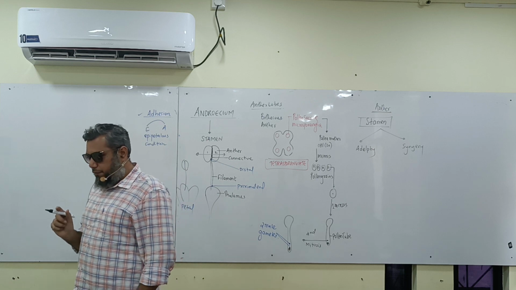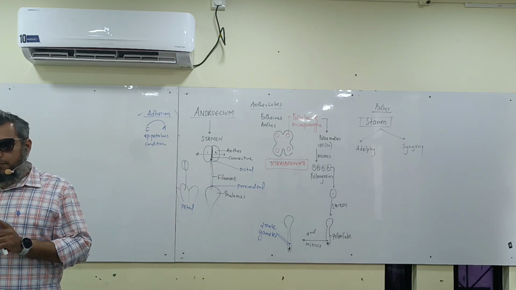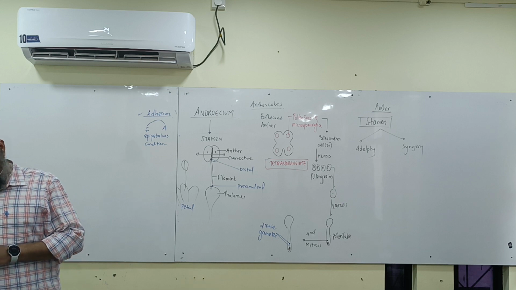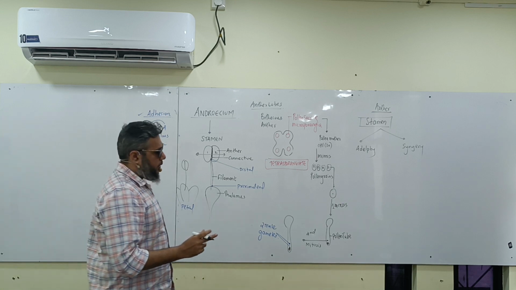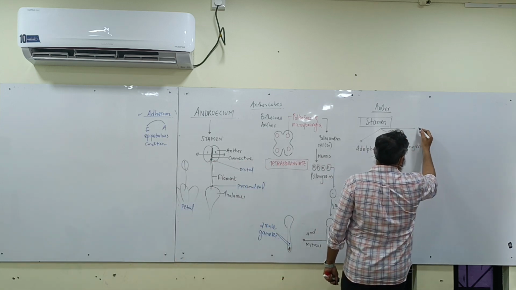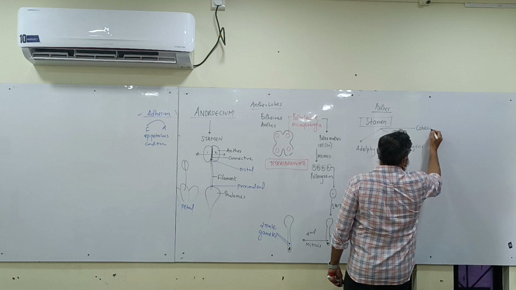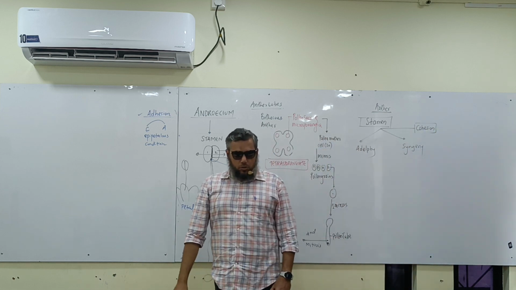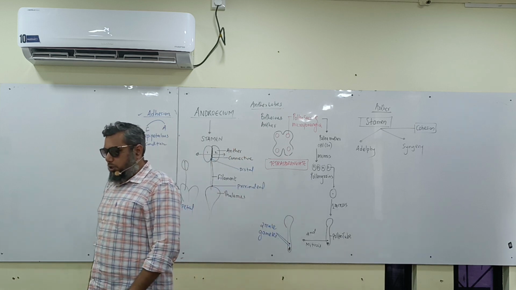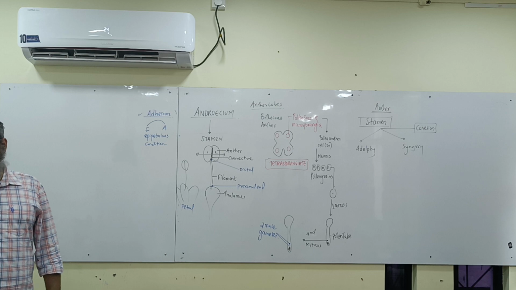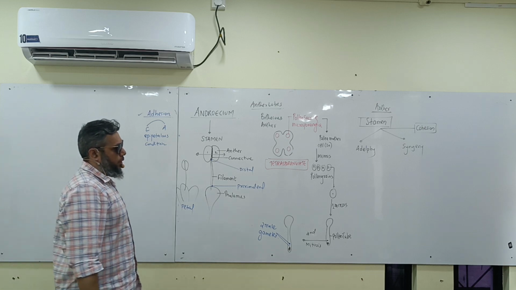Pronounce them. Say Adelphi. Adelphi. Syngeny. Okay, and both of them, that is Adelphi and syngeny, are examples of cohesion. Do you all remember cohesion? The fusion within the whole is called as cohesion. Okay, so Adelphi and syngeny both are examples of cohesion.